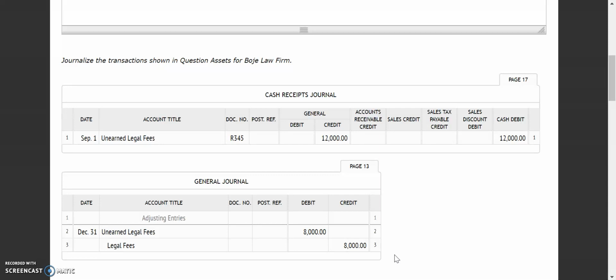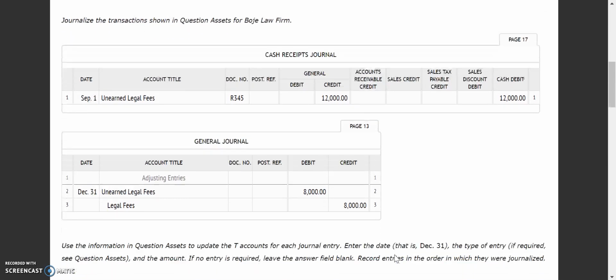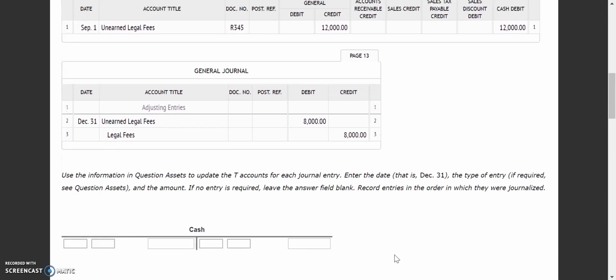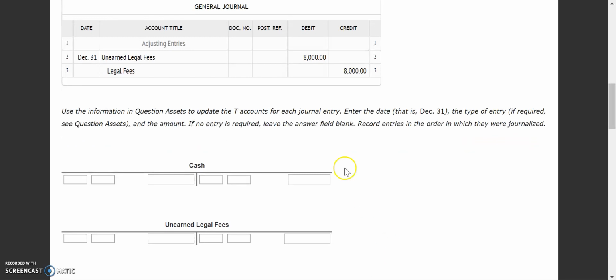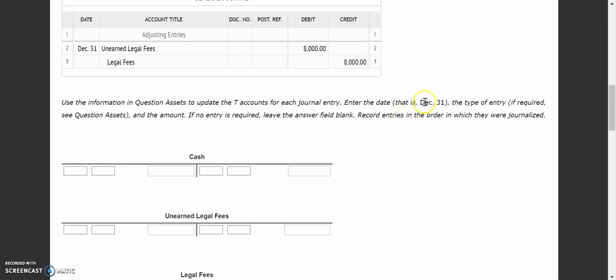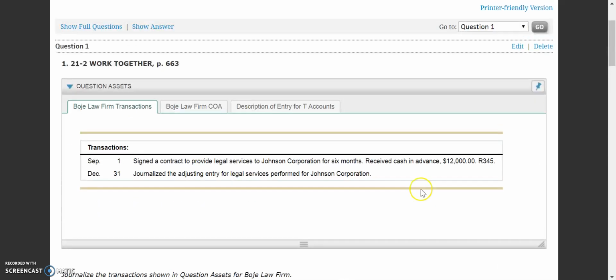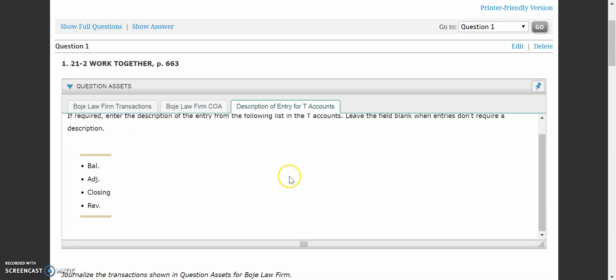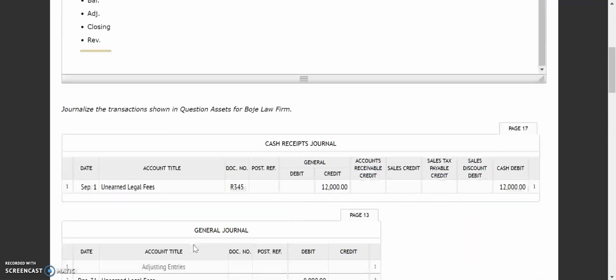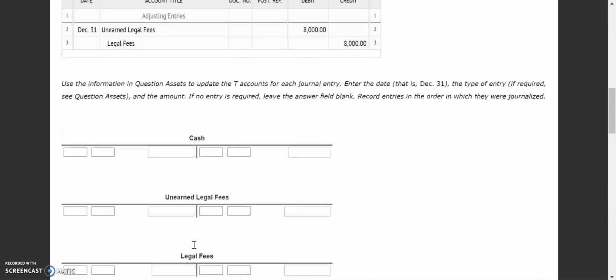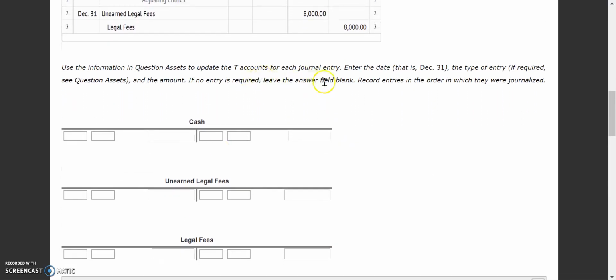Then we're going to come down here and update some T accounts. So it says we're going to use the information that we just put here for each journal entry, putting the date, the type of entry. Again, we might need to reference this description for T accounts, the balance, adjusting, closing, and reversing. And then if no entry is required, we're just going to leave it date.